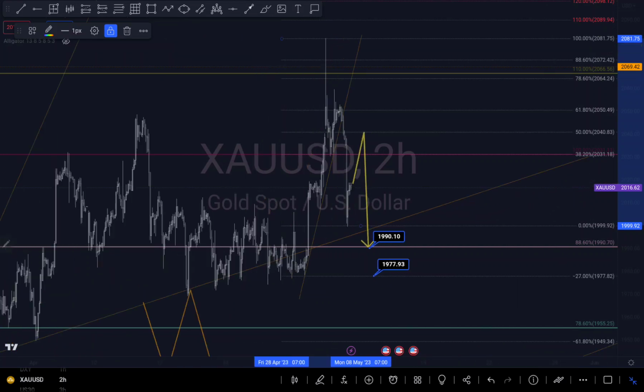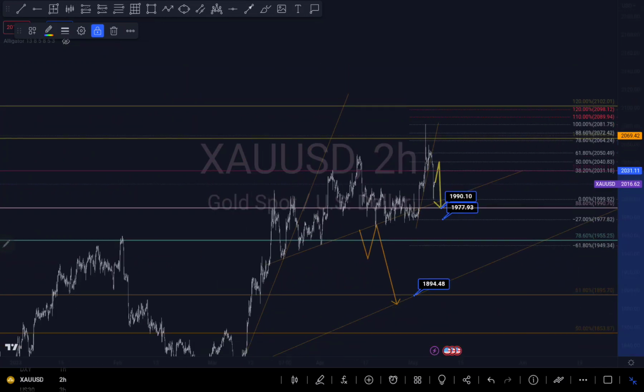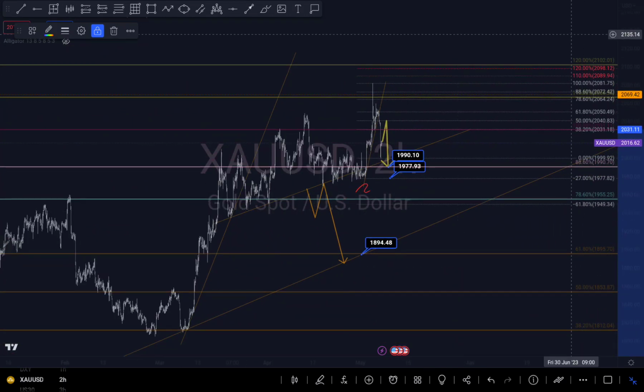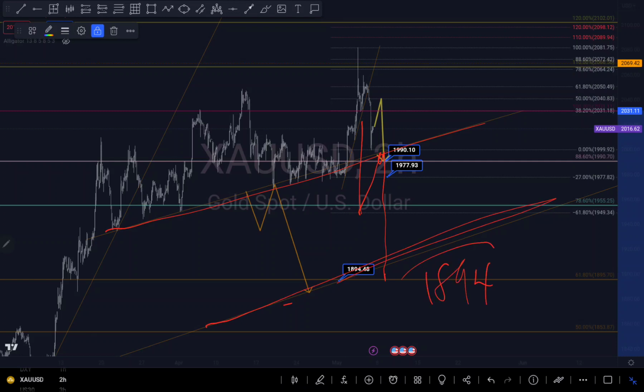But as of right now, this is where I am on gold. If I see a breakout of structure around this trend line and I see a retest around that trend line, there's a possibility that we should go to my next trend line, which is around 1894, around that area. Those are just my possible moves on gold.